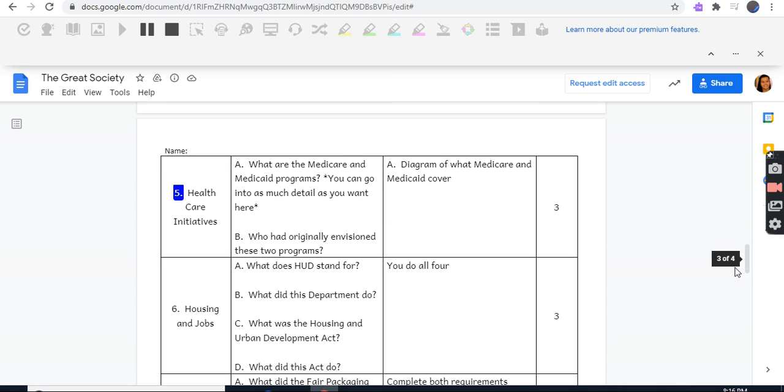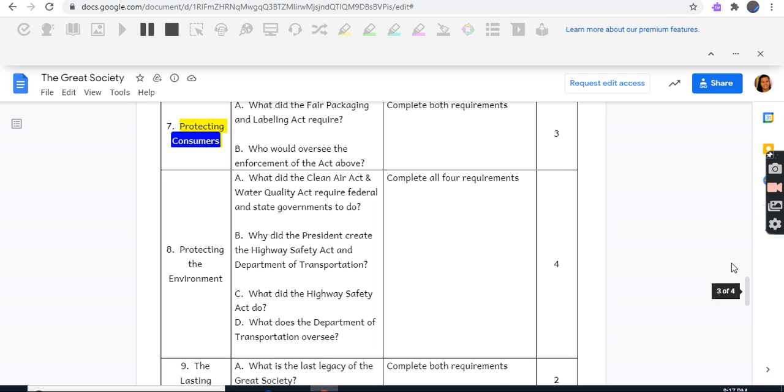5. Healthcare initiatives. A. What are the Medicare and Medicaid programs? You can go into as much detail as you want here. B. Who had originally envisioned these two programs? Picture: A diagram of what Medicare and Medicaid cover. 6. Housing and jobs. A. What does HUD stand for? B. What did this department do? C. What was the Housing and Urban Development Act? D. What did this act do? You do all four. 7. Protecting consumers.